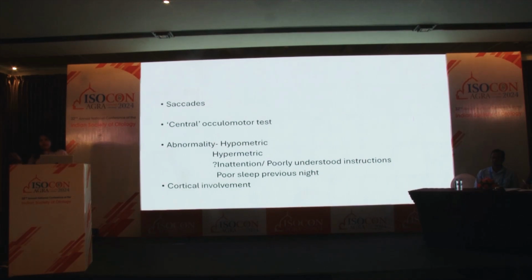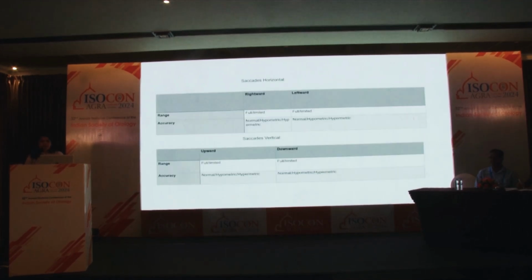What does hypermetric mean? They will overshoot the finger and then the gaze will come back. So with hypermetric saccades, inattention or poorly understood instructions by the patient can also give rise to poor saccades. So can continuous insomnia or poor previous night sleep. These are some things which can also give rise to poor saccades. Affected saccades point to cortical involvement. So that is why it is important. That is how you document saccades.